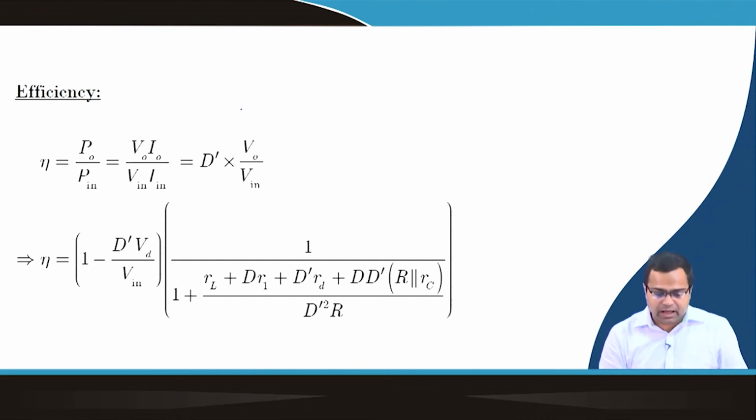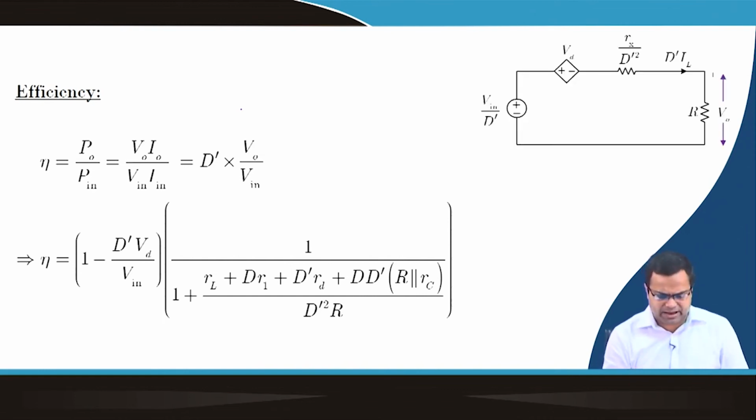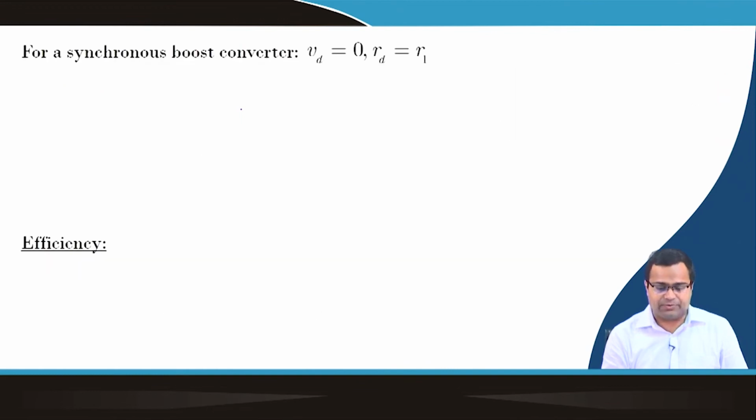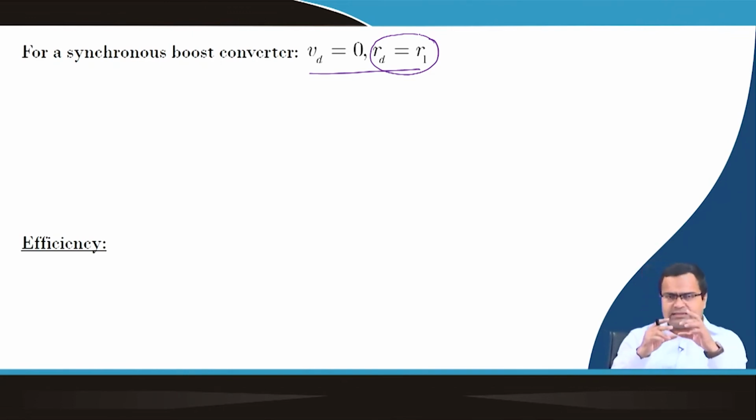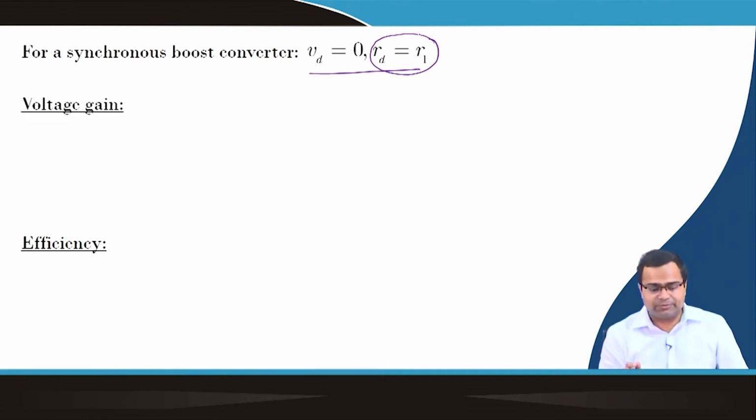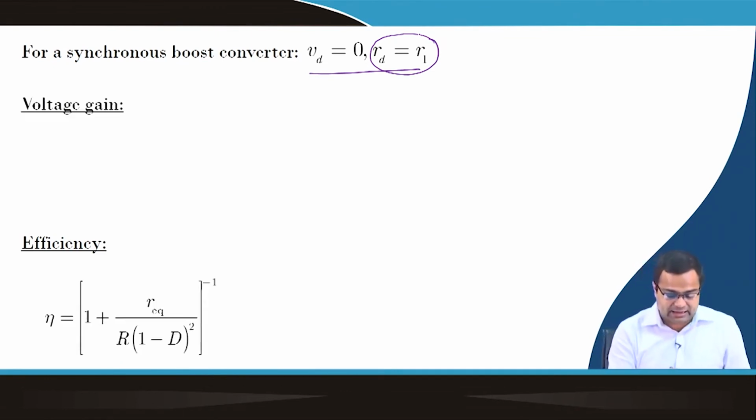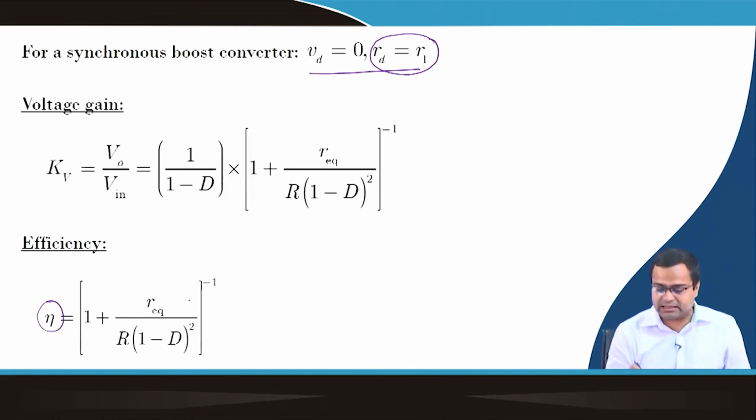Okay. Now, another interesting point, if you take the voltage gain of the boost, so if you take a synchronous boost converter where the diode drop is 0, and if we take the on state resistance, because we are talking about two switches, high side and low side, and let us say both switches have the same on state resistance. Then again we can write the efficiency, there is a correction factor and this is the voltage gain.